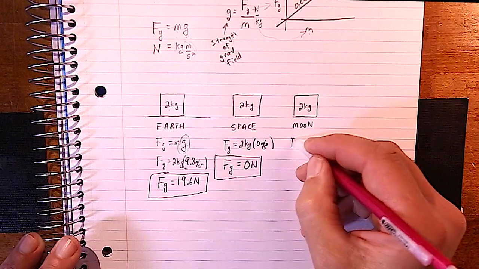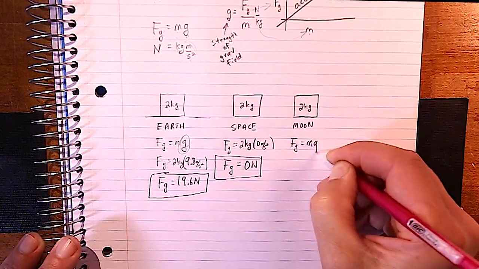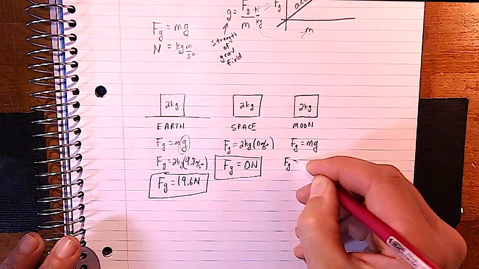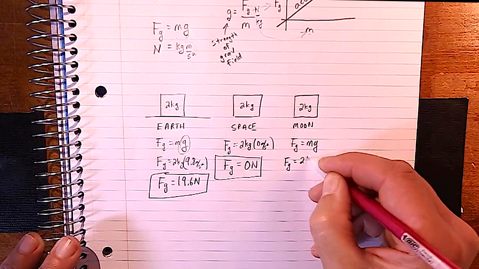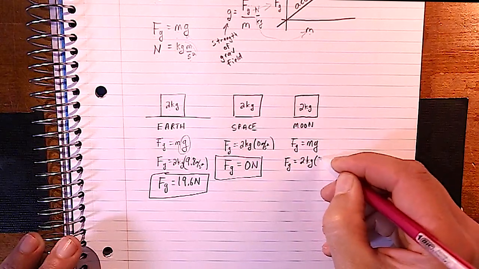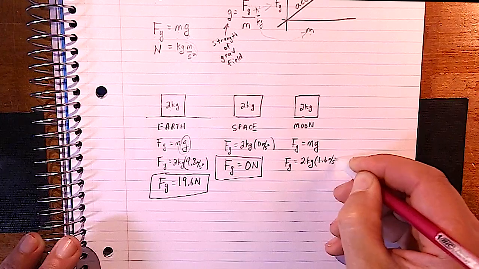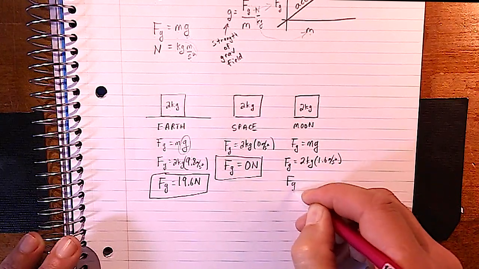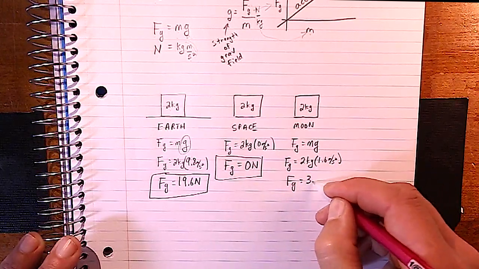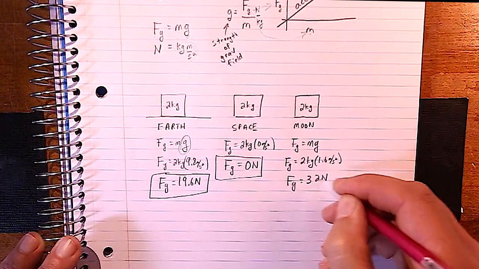On the moon, if we do Fg = mg, the gravitational field is 1.6 meters per second squared. So that would give us a weight of 3.2 newtons.